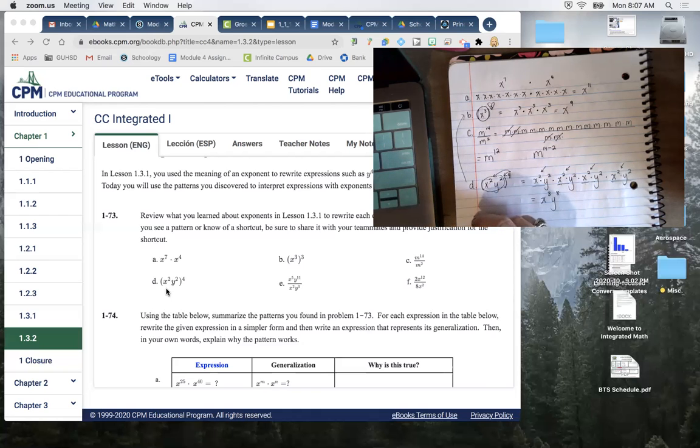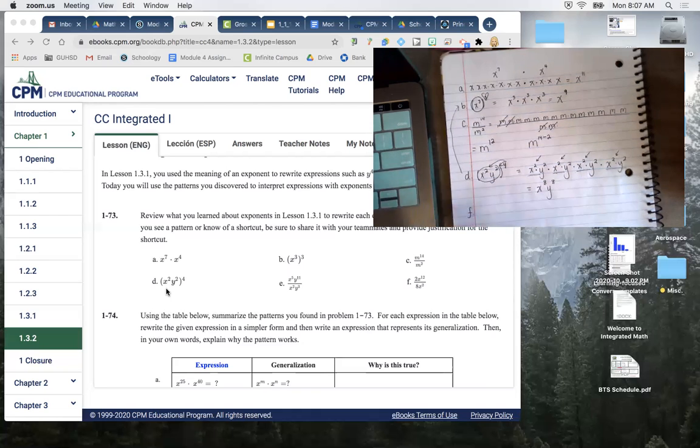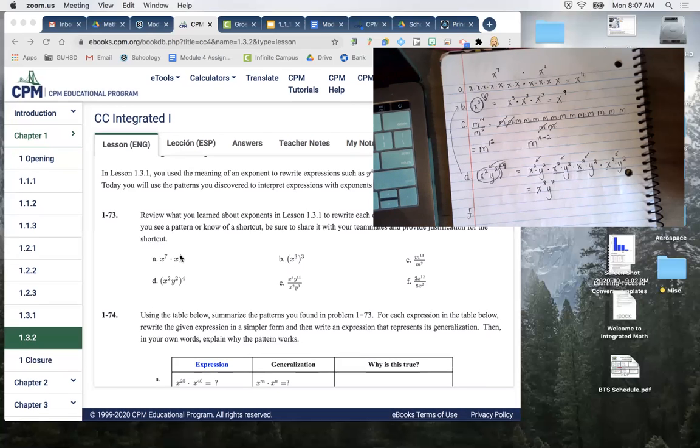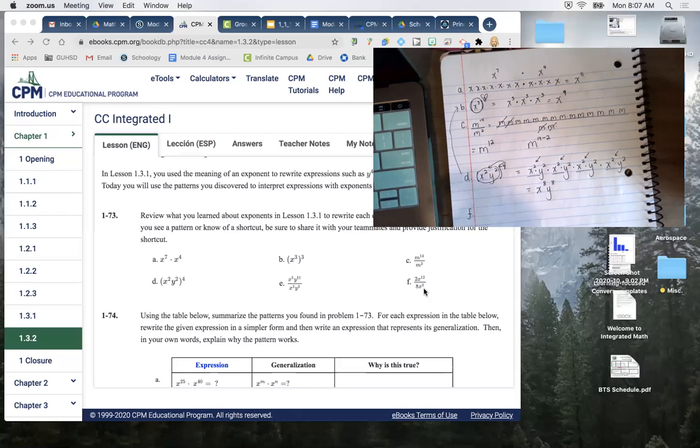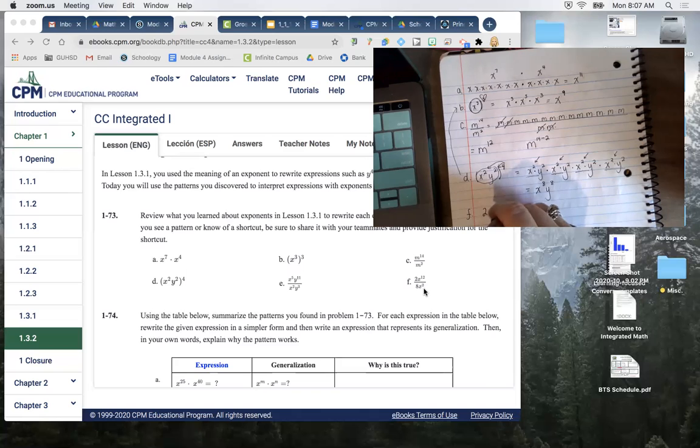Okay, I'm going to do F just so you see one more of these examples. Then I'll go down and talk about the generalization. But for F, we have 2x to the 12th power, and then we have an 8 on the bottom and an x to the 2nd power.